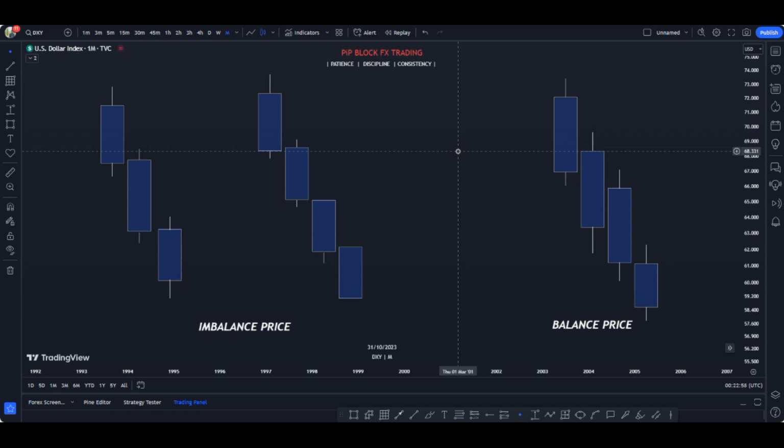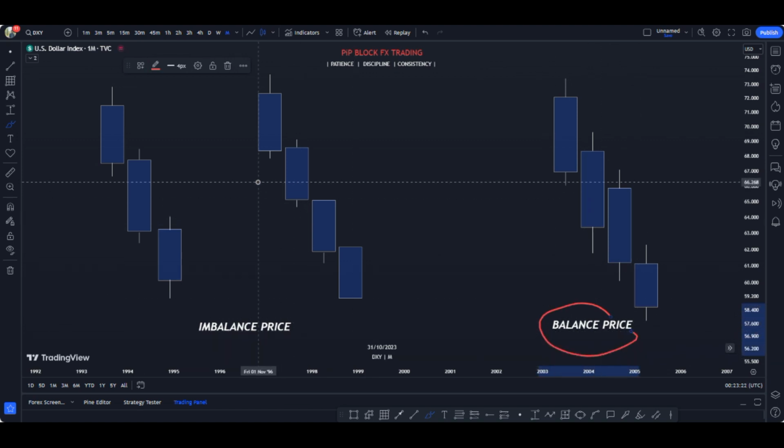Let's see how we are going to deal with the imbalance, how to understand it, and then how to use it or apply it in our trade. All right, so right here I have, I think, three images, three diagrams here. The first two images represent imbalanced price, but the last one here represents balanced price.